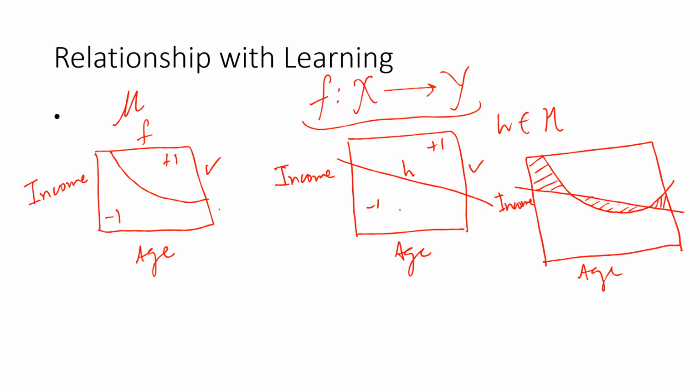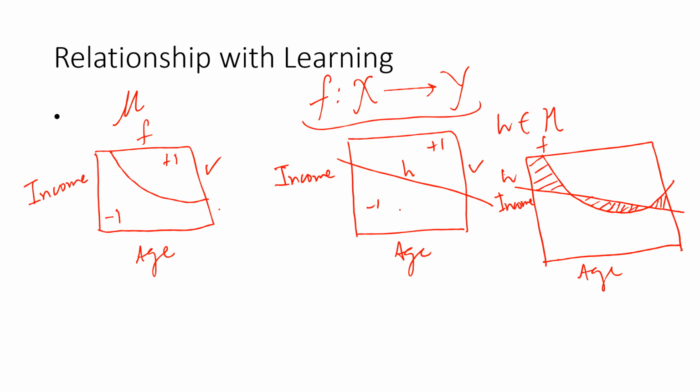The portions which are shaded, after superimposing, are the ones where my h and f are not in agreement with one another. Notice, this is the +1 area here, but here it is -1. Similarly here, this is -1 for one, but that region is actually +1 for my h. So the shaded areas are where h and f do not agree.